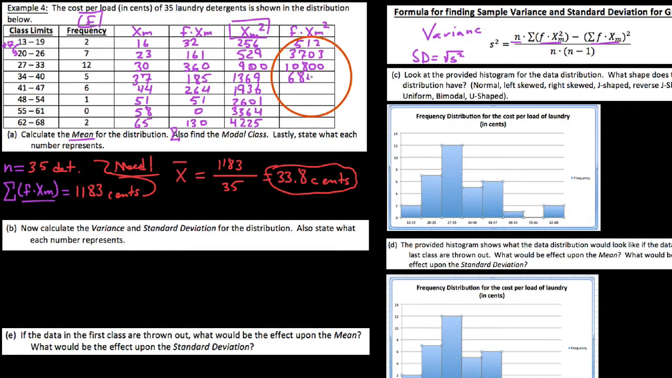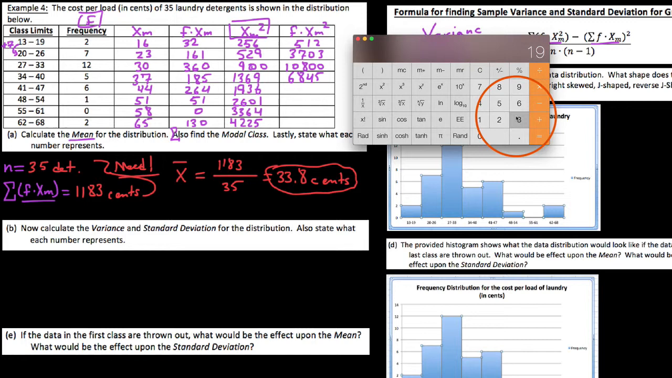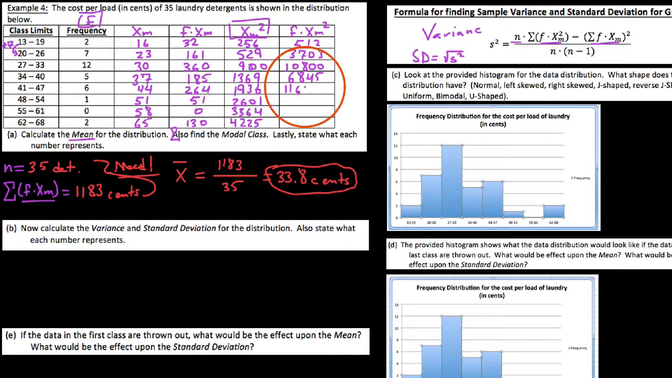I'm trying to do this as quickly as possible. 6845. We'll take the 6, which is the frequency, times 1936. So we have 1936 times 6. So 11616. Now we're going to take 2601 times 1. Ooh, I can do that one. 2601. And we say 0 times 3364 is 0. And then last but not least, 2 times 4225. I think I can get this one, 8,450.